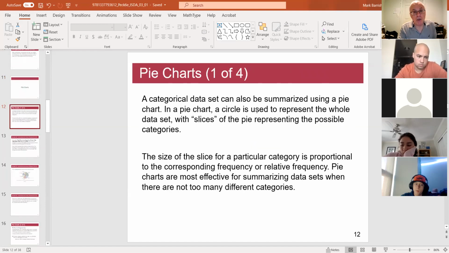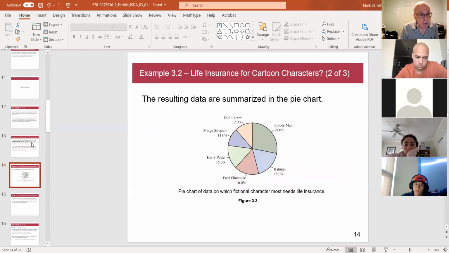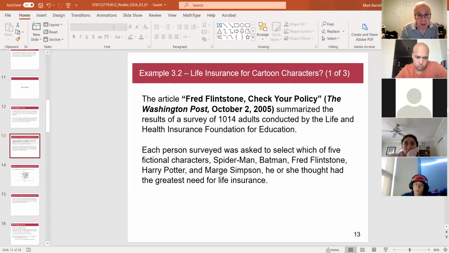You can use a pie chart, and the circle represents the whole data set. This makes sense. I think you sort of already know this. And then you have slices like a pizza pie, right? The size of the slices is basically the relative frequency for that category. So the bigger the relative frequency, the bigger the slice that you see of the pie. Let me show you an example right here. Let's actually take a look at what they're asking.